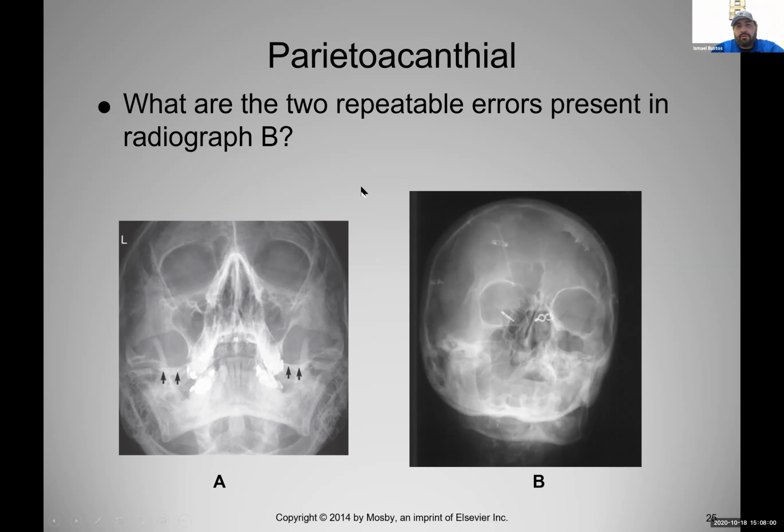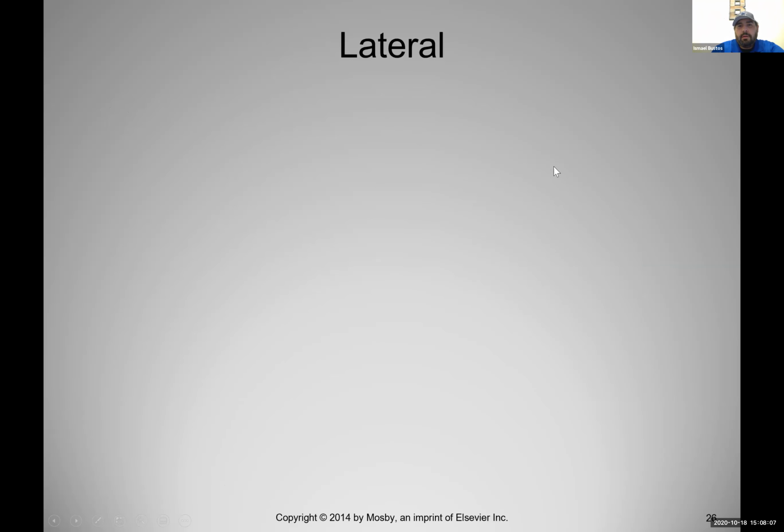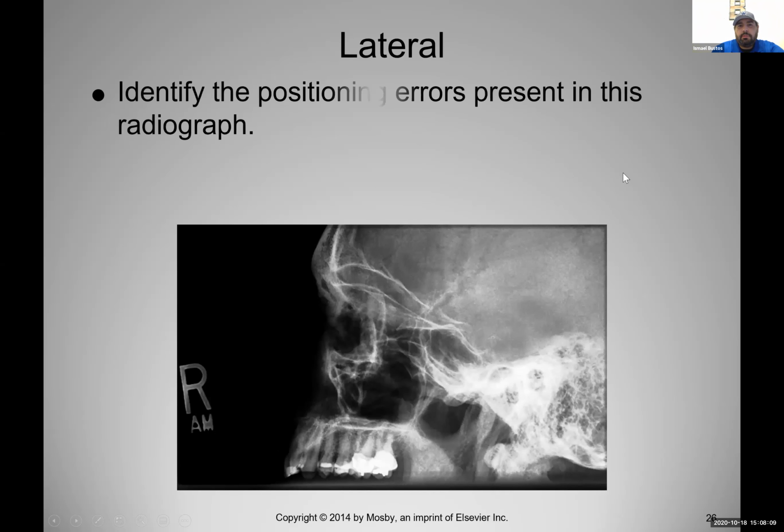Okay, so let's see what the errors are right here. We had rotated, underextended, no marker. Okay, which is what we said. All right, lateral projection. Identify the position errors present in this radiograph.